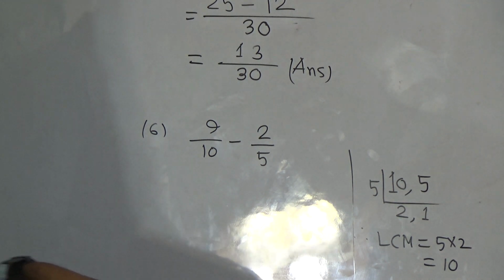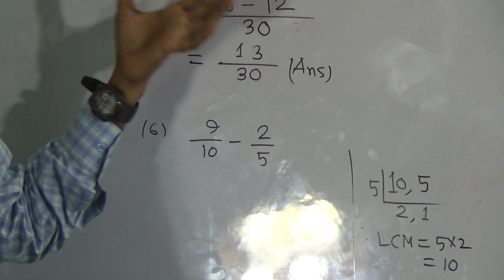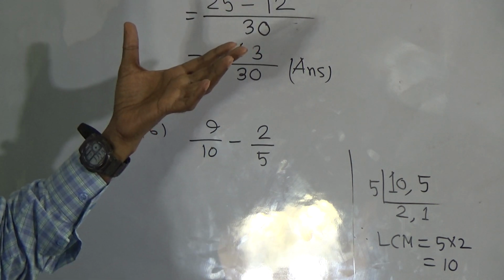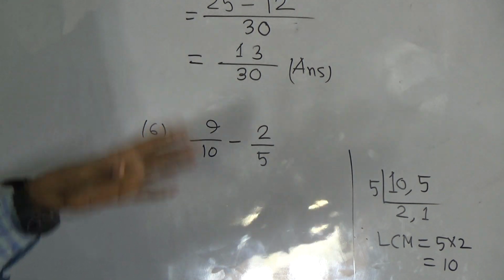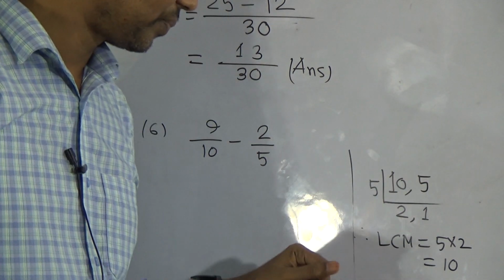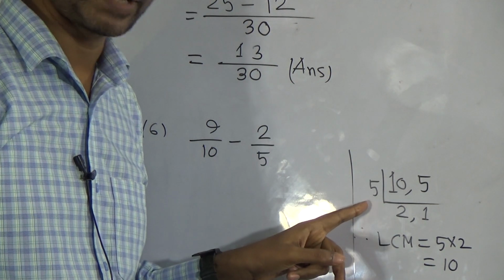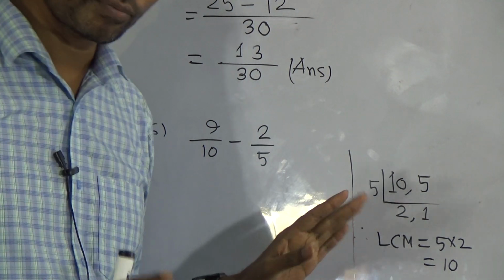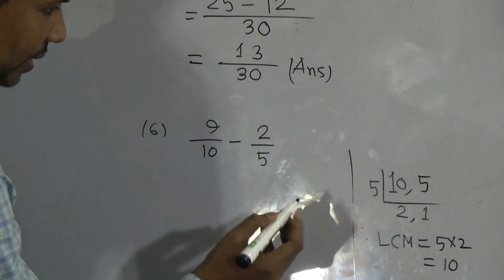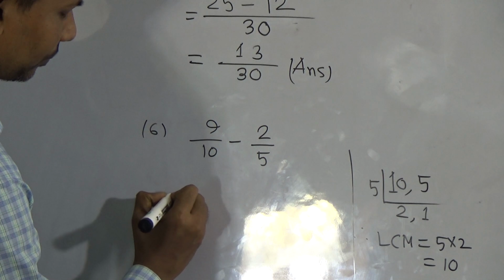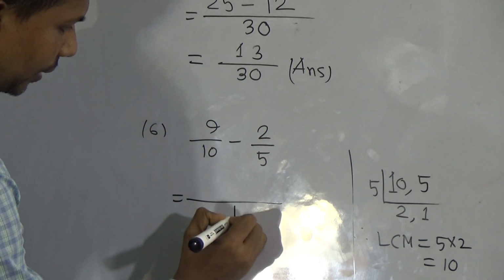So 10 and 5 and 6 and 5 are not the same. Between 6 and 5 there is no common prime number, but for 10 and 5 there is a common prime number, and the common prime number is 5. Okay student, I hope you are clear. Now the LCM of 10 and 5 is 10. Write here 10.